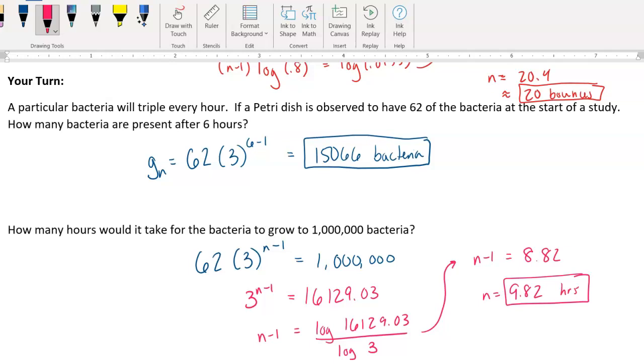If you didn't get that answer, check your work with mine so you can see where your mistake was. But hopefully that makes sense as far as how a geometric sequence works and how we can use what we learned in this chapter to find some of those different values in these application problems.